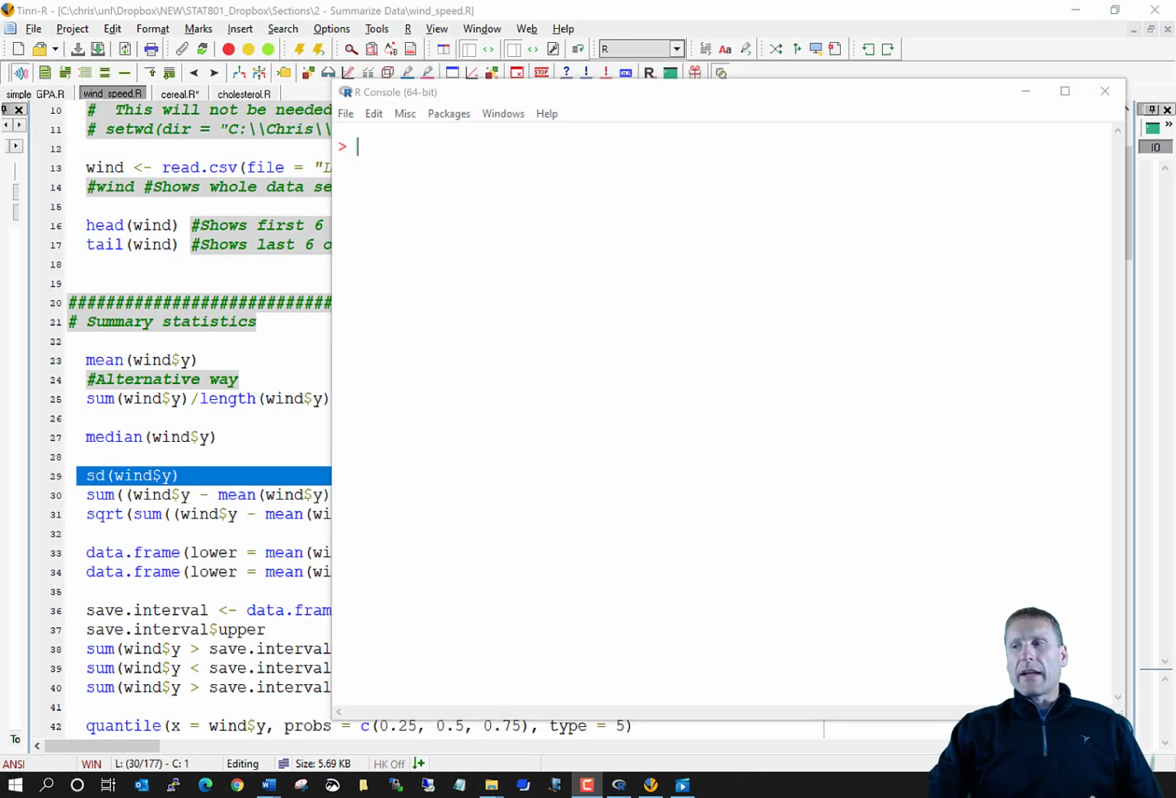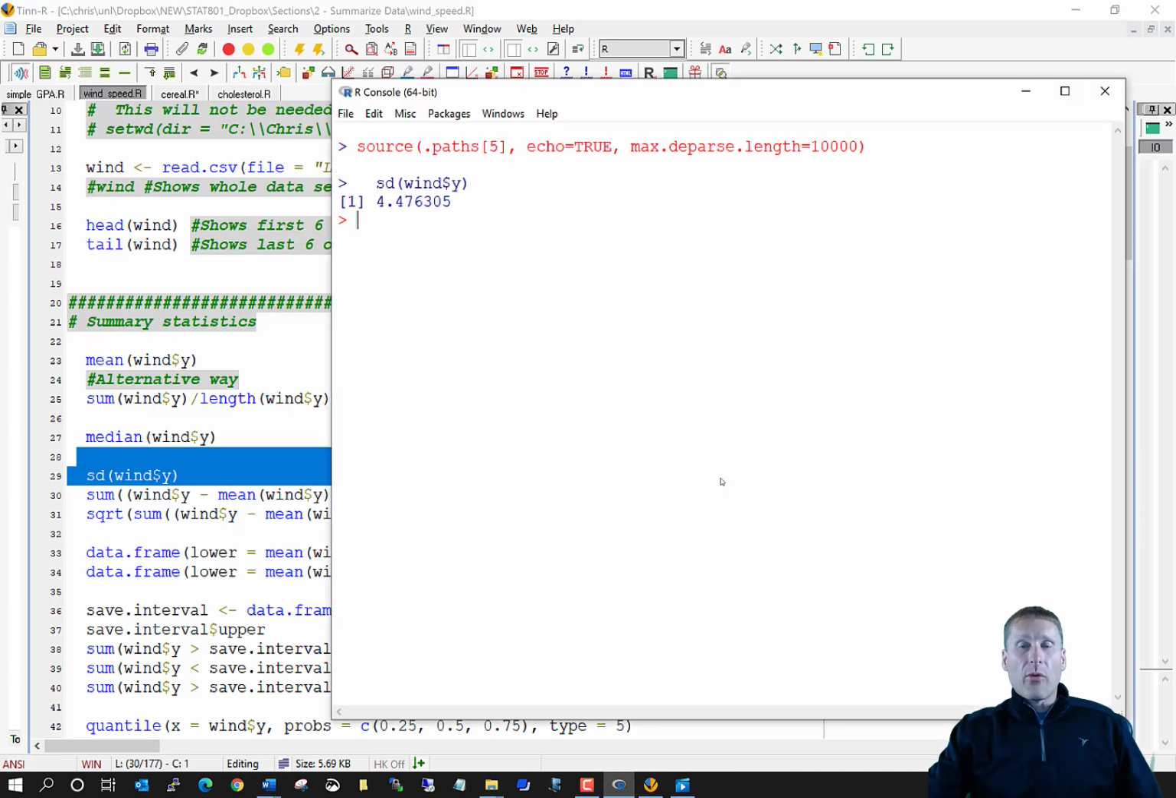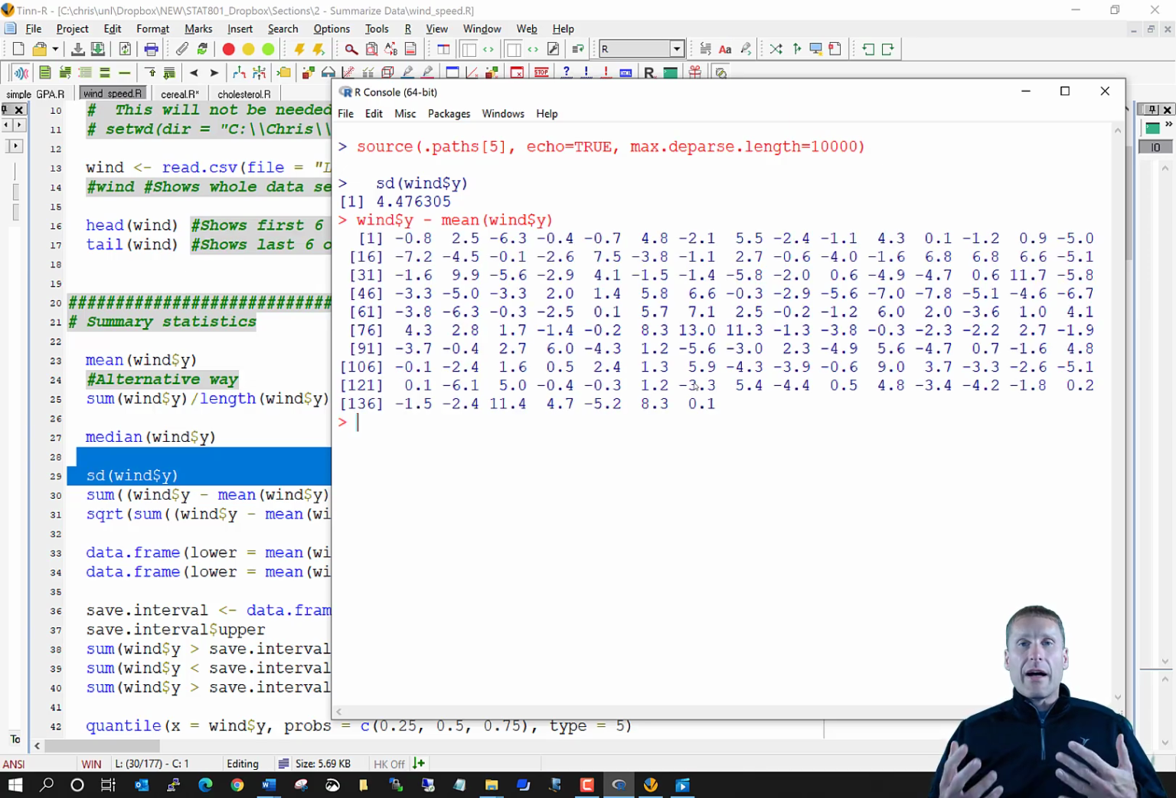Okay, so let's take a look at how we can do these calculations now for a standard deviation. In most situations, you would simply use the sd function that we've seen before, and you get 4.47. Well, let's show that we can actually work with the corresponding formula that we have seen a few minutes ago. What we need to do is take our wind speeds, which are in y, subtract off the mean of the wind speeds. And so we get all these deviations from the mean.